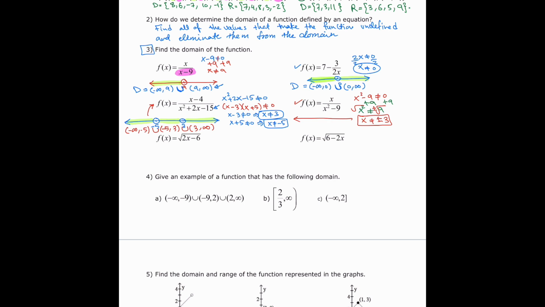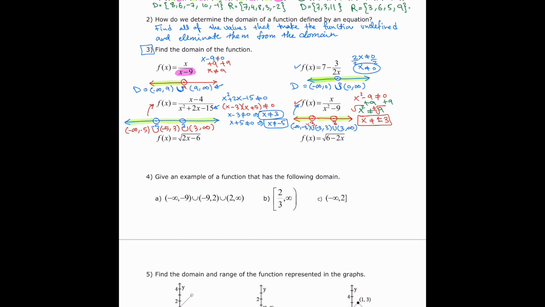Again, on the number line, I will put negative 3, and I will put 3 in the correct order. And now I have created 3 intervals. The first interval is from negative infinity to negative 3. The second interval is from negative 3 to 3. The third interval is from 3 to positive infinity. I'll put the union sign in between, and that is the domain for this function.